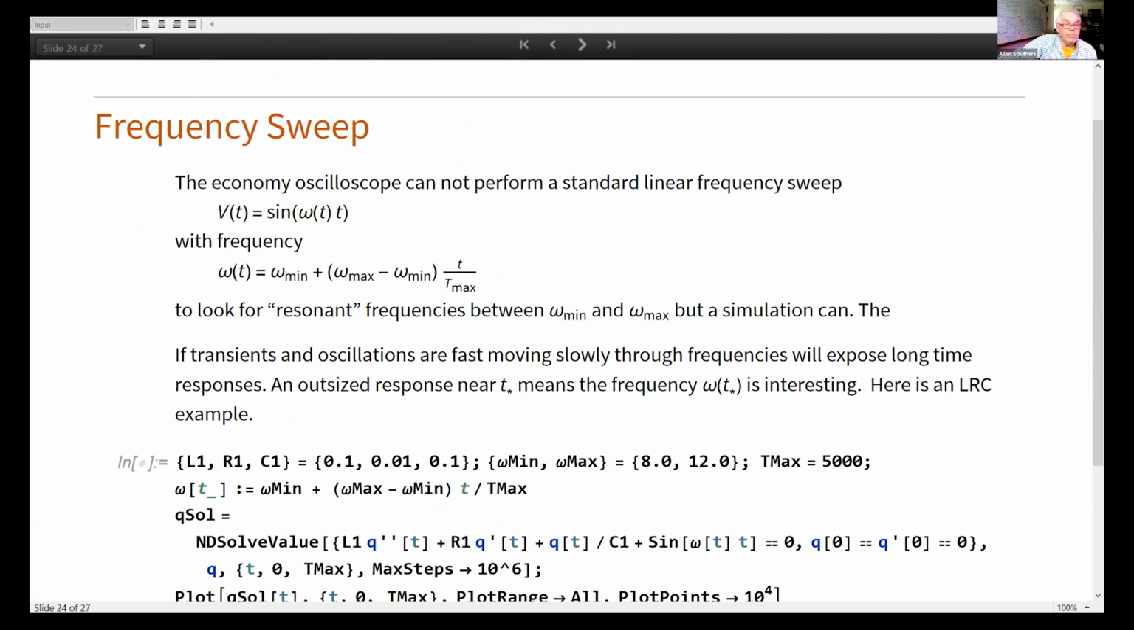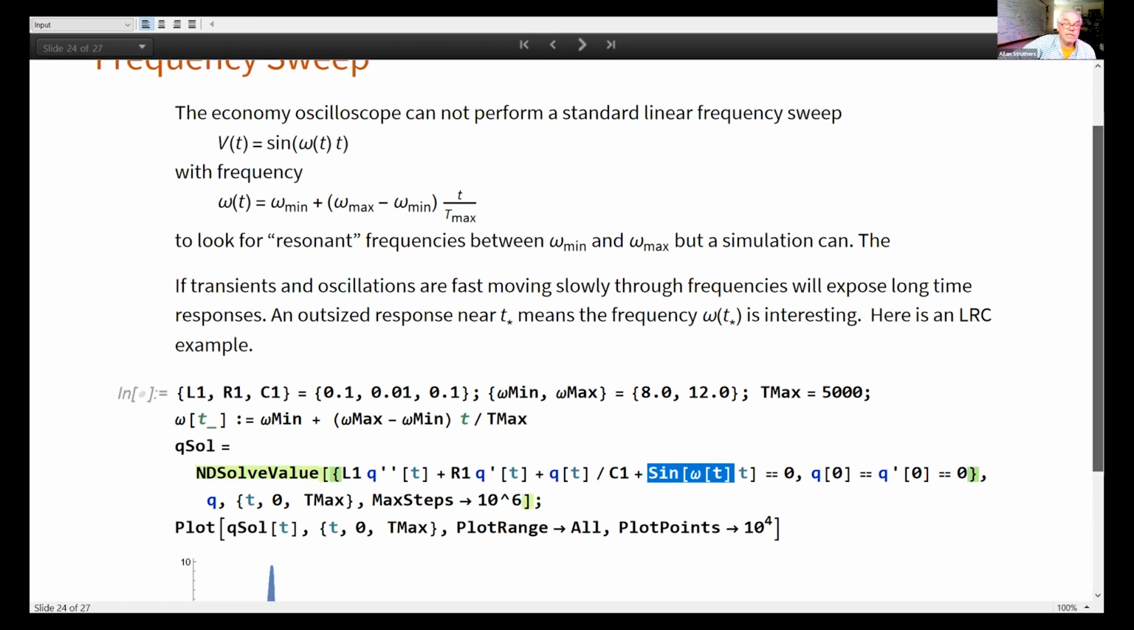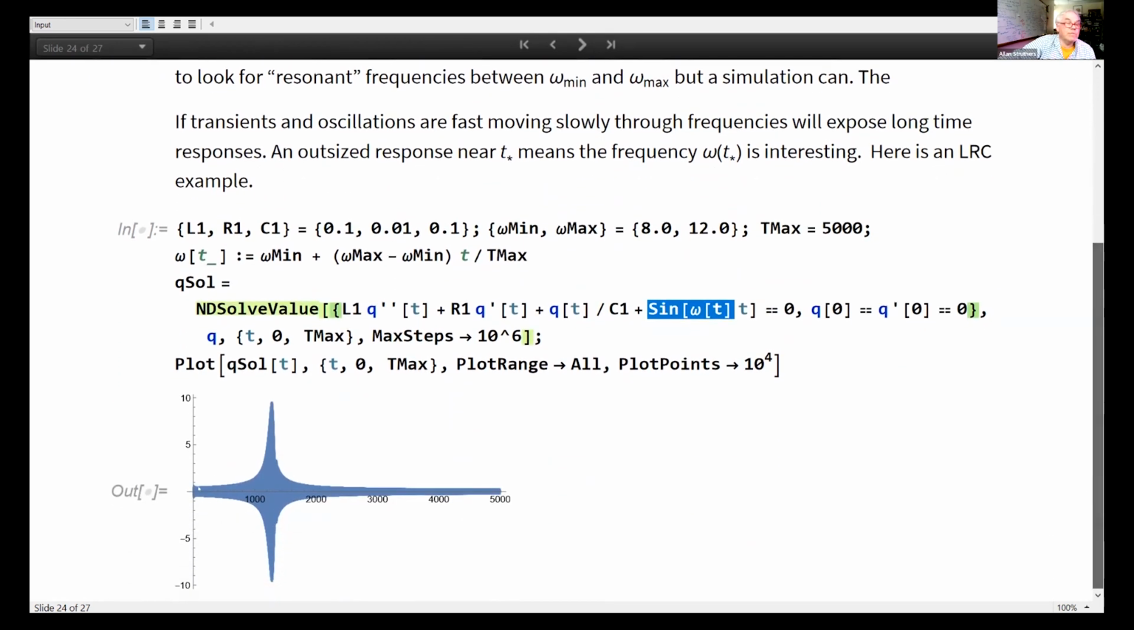What can you do? Well, you can do all sorts of things. You can do a frequency sweep. So I'm going to draw a frequency sweep. What that means is that I define a frequency called omega, and it starts at omega min and heads up to omega max. It's a linear frequency sweep. And then I'm going to go and simulate this. This is something that people do in the real world. It's an expensive oscilloscope. You can do this and you get a response.